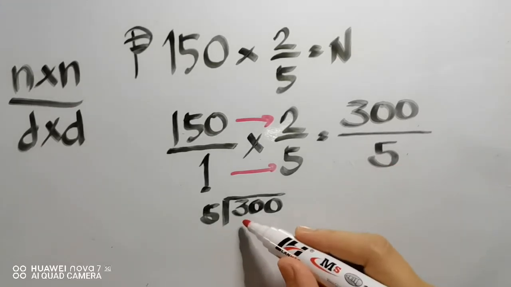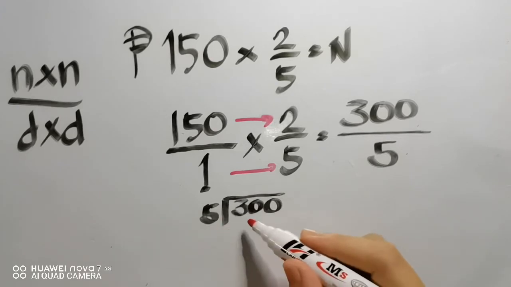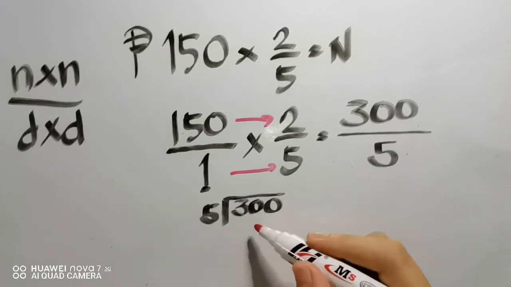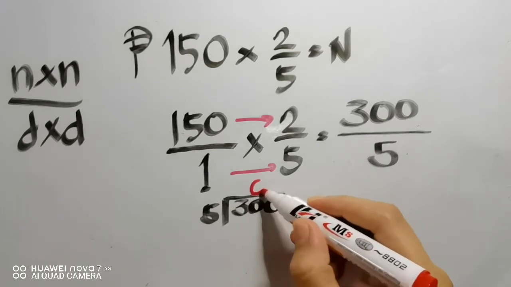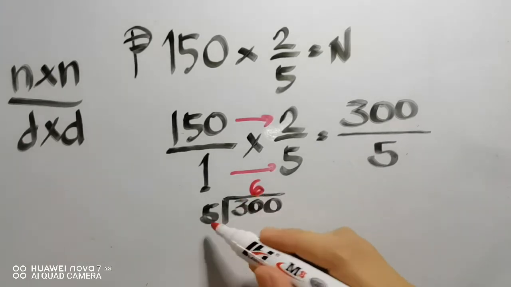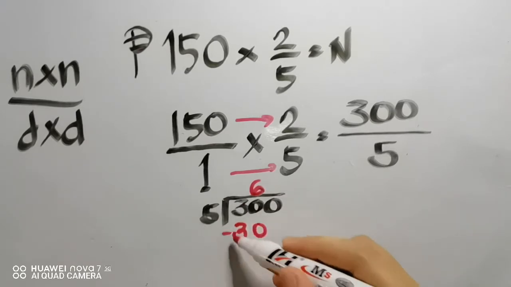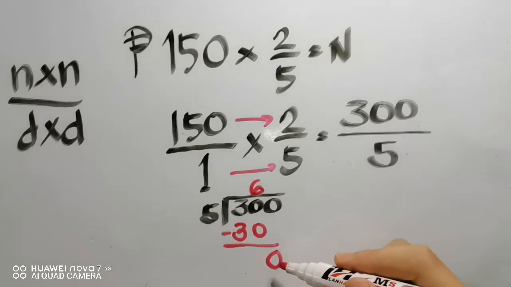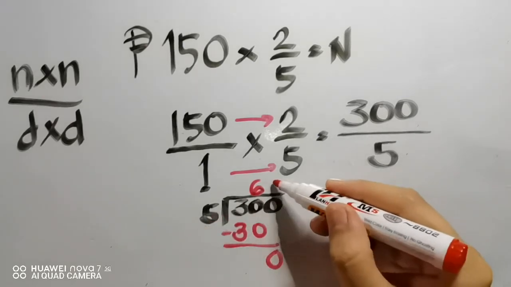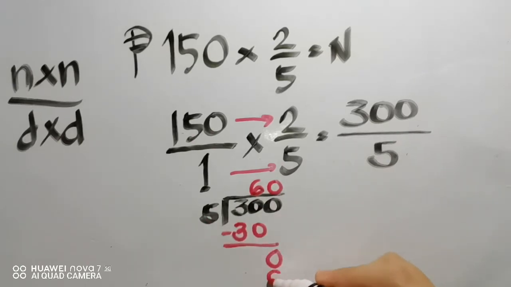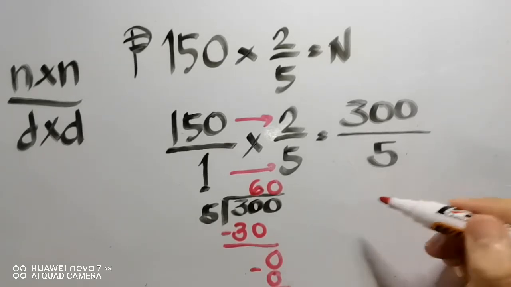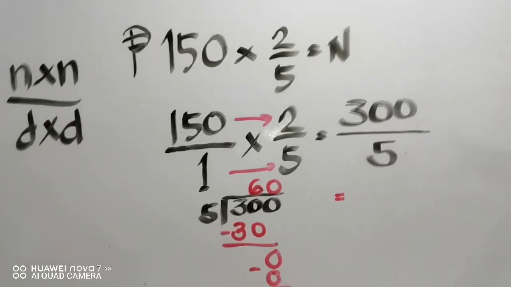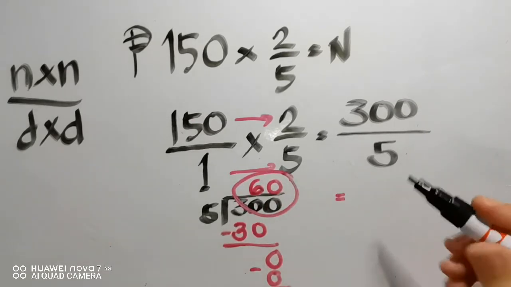Okay? So, dahil yung 3 hindi pwedeng ipang-divide sa 5, kailangan natin ay 30. So, 30 divided by 5, ilang 5 meron sa 30? We have 6. And then, 6 times 5, we have 30. 30 minus 30, that's 0. Pwede mong i-bring down yung 0. 0 divided by 5, the answer there is 0. And then, 0 times 5, 0 pa din, subtract. So, wala na. Okay? So, therefore, your final answer is 60.